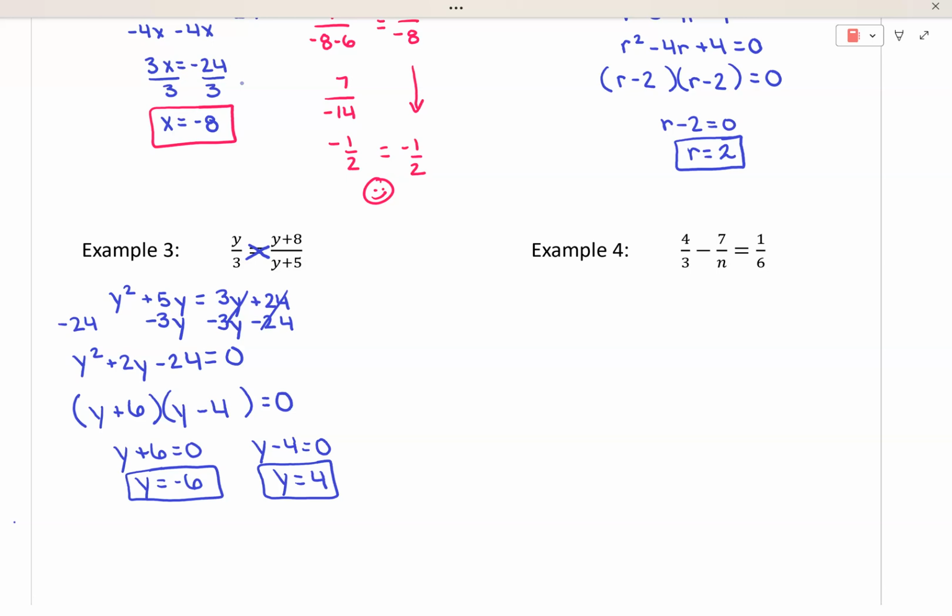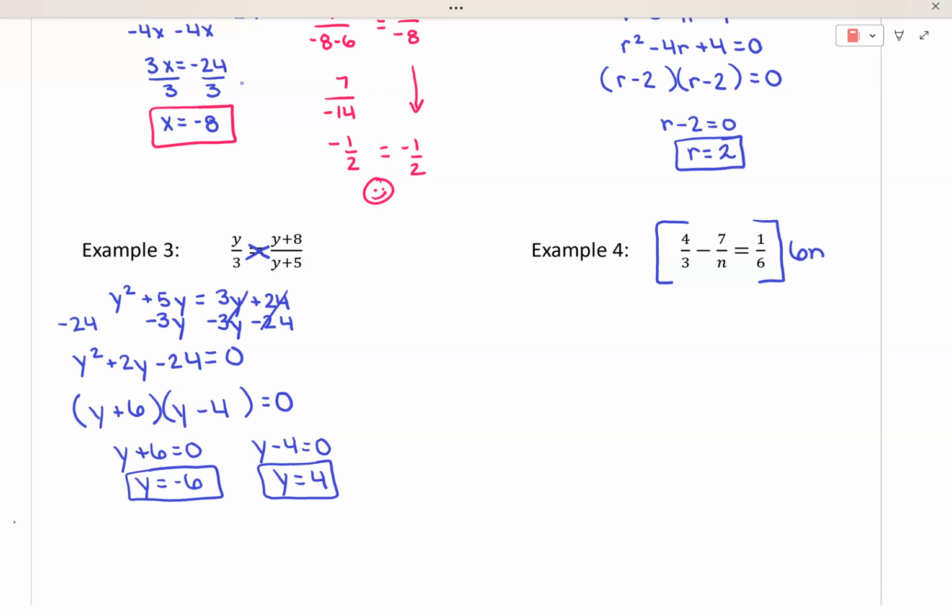Okay, example 4. So this is one where we do not have a fraction equals a fraction. So this is where you want to multiply by the least common denominator. So look at the bottom. What would be the common denominator? So think about it. Between a 3 and a 6, what number would it be? Can 3 go into 6? And hopefully your answer was yes. So you would need a 6. And then notice we have an n, so we would need an n. So what we're going to do is multiply all of this by 6n.